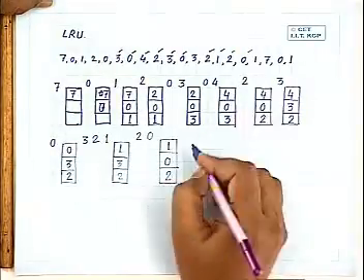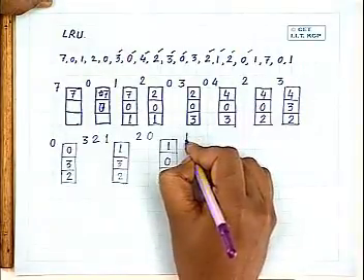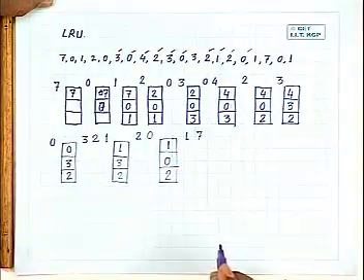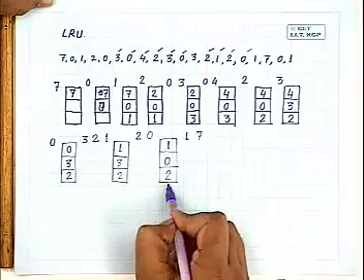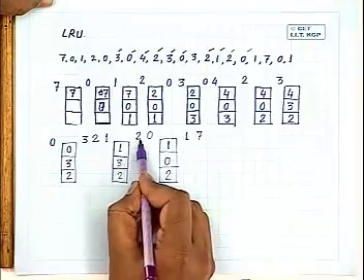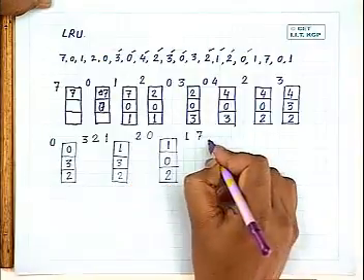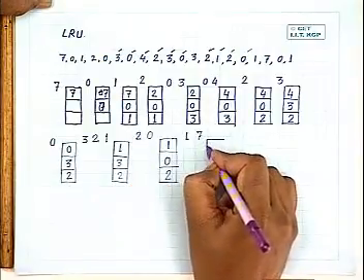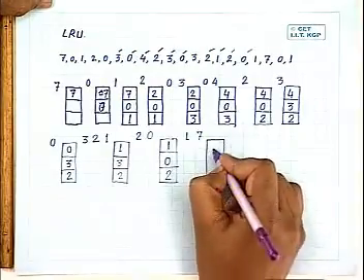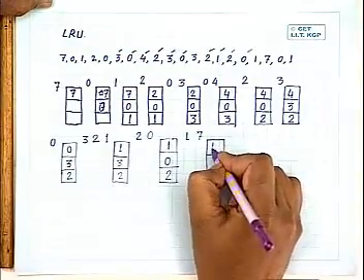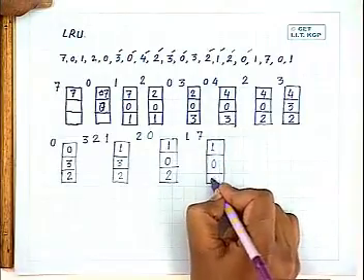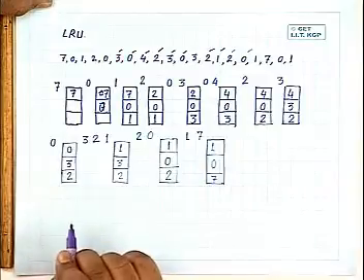Okay. Next time again 1 is referred, there is no page fault. When 7 is referred, again there is a page fault. And now the page which I have to replace is page number 2, because out of these 3 pages, page number 2 is the least recently used. So I replace page number 2 by page number 7, and the situation is like this. I have page number 1, page number 0, and then page number 7.